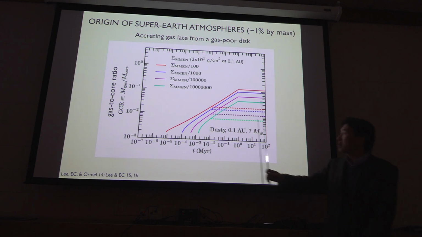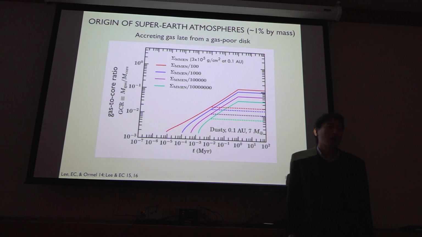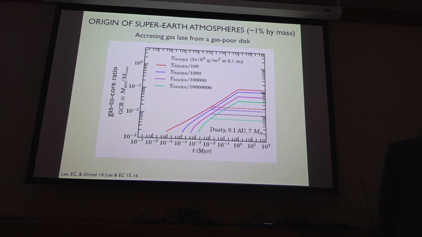So the growth is very slow. It's a characteristic power law growth, and I'm going to derive for you, maybe a few slides from now, what this power law is. You can get it in 2 lines.